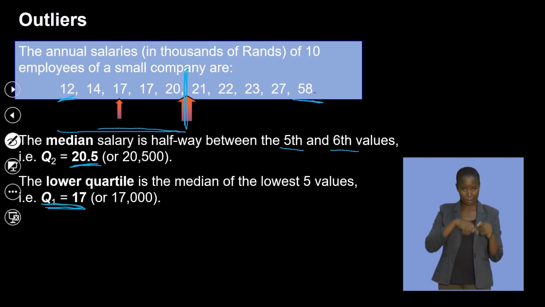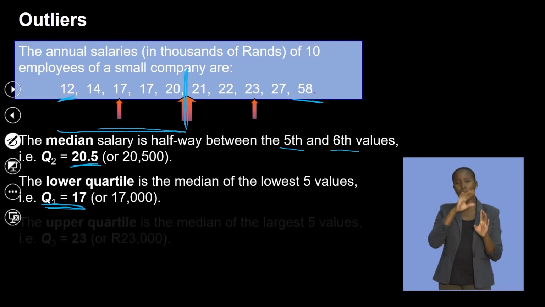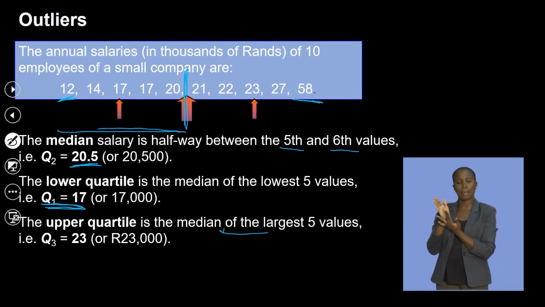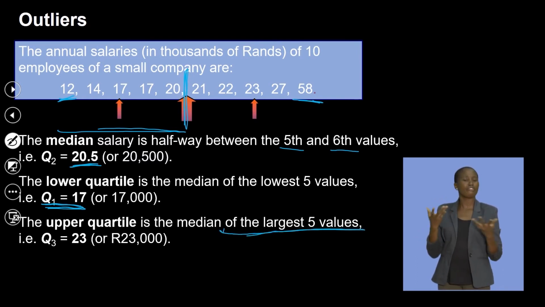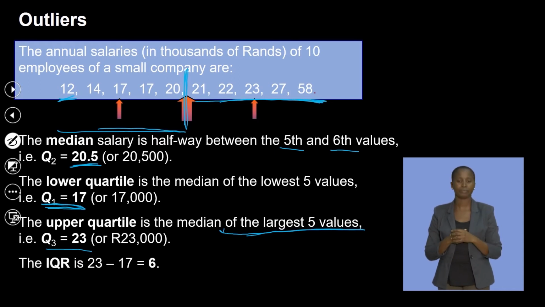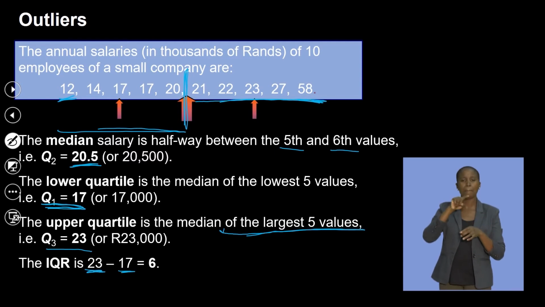Then what about the upper quartile? The upper quartile is the median of the largest 5 values. Can you see that? The median from there to there is 23. Are we together? Which is 23. The interquartile range, which is Q3 minus Q1, gives us 6.